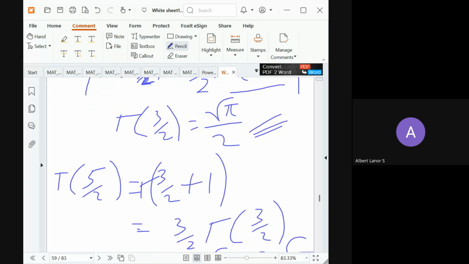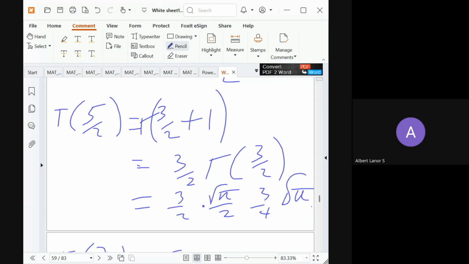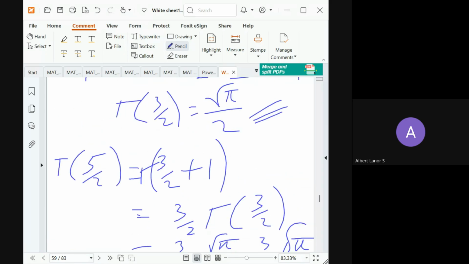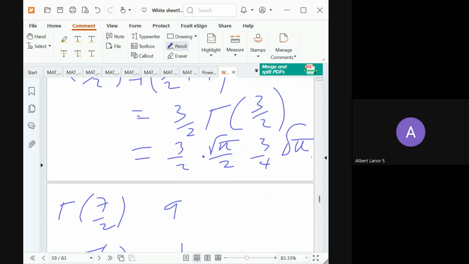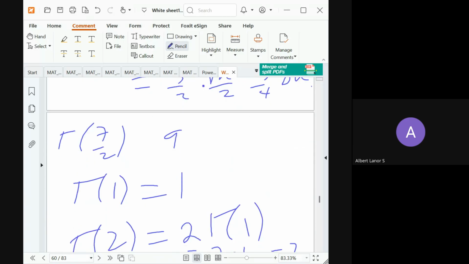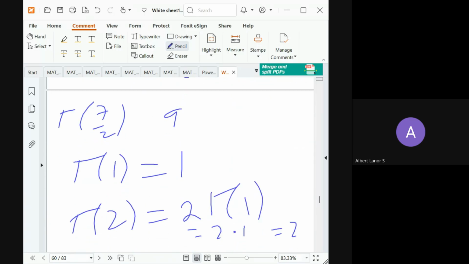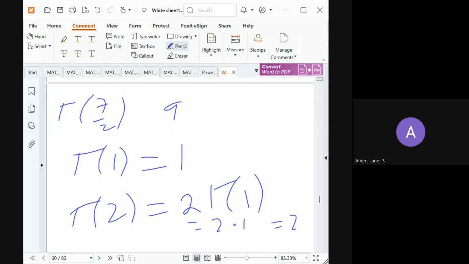Then if you want gamma of 5 over 2, you express it as gamma of 3 over 2 plus 1. Now the x in this case is 3 over 2, so you can bring the 3 over 2 out, giving you 3 over 2 gamma of 3 over 2. We know gamma of 3 over 2 already. That is root pi on 2. So you substitute it in, you get 3 over 4 root pi. Then you can continue with 7 over 2, 9 over 2, and all the higher ones.